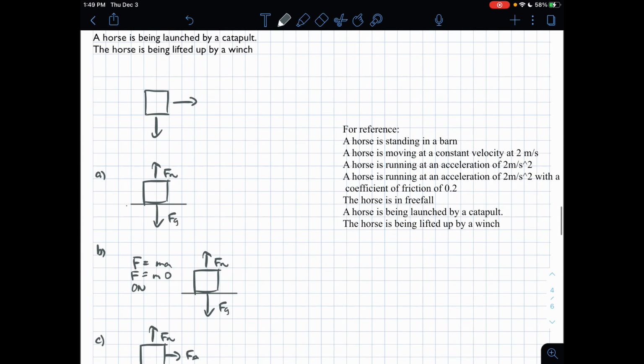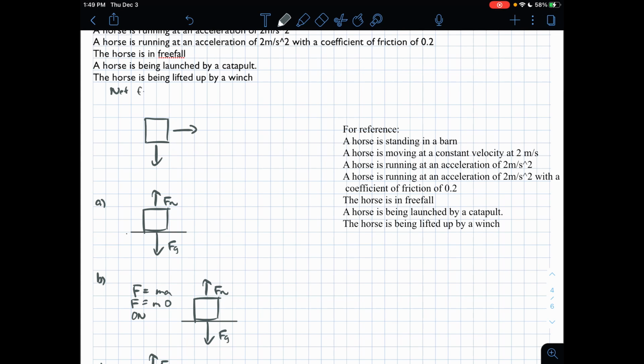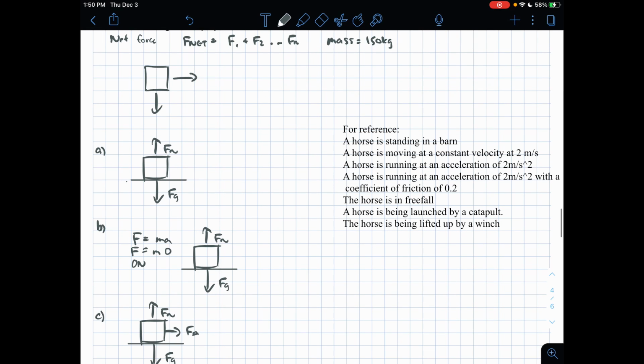So for your next question, I would like you to solve for the net force. Essentially your net force, which is denoted as F net, will be equal to F1 plus F2 and then all the way to Fn. Solve for all of that, and the mass of your horse is going to be 150 kilograms. Think about Newton's second law, which is force equals mass times acceleration. You're given everything you need to solve for the force. So yeah, have fun.